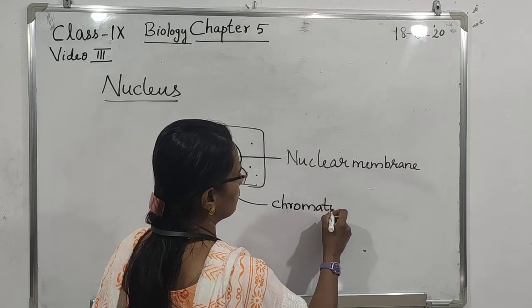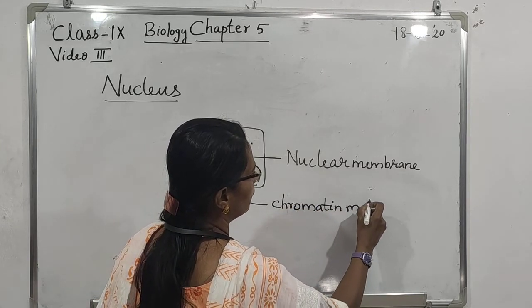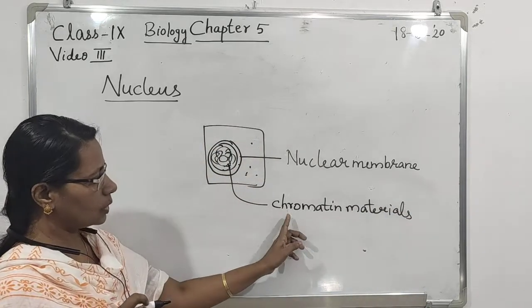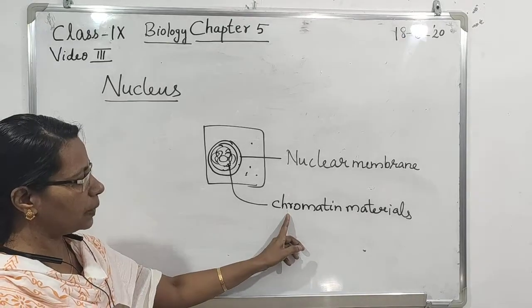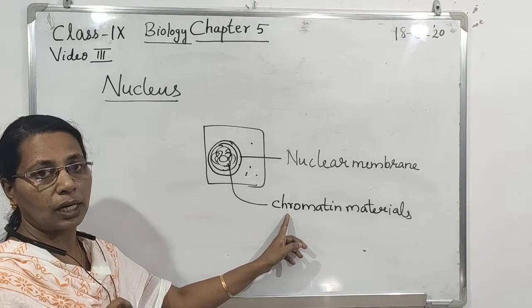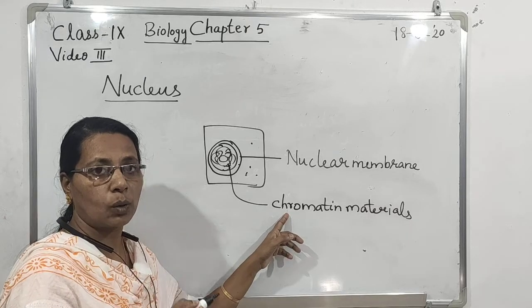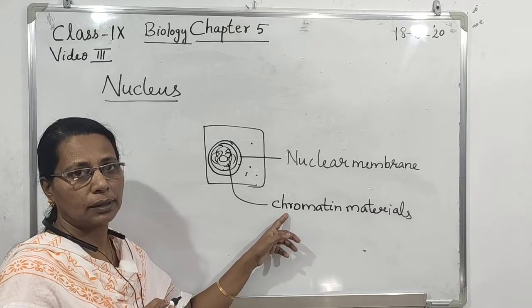chromatin materials. These chromatin materials become thick and rod-shaped when the cell is about to divide.